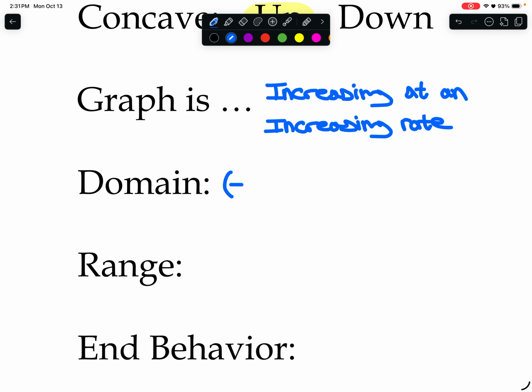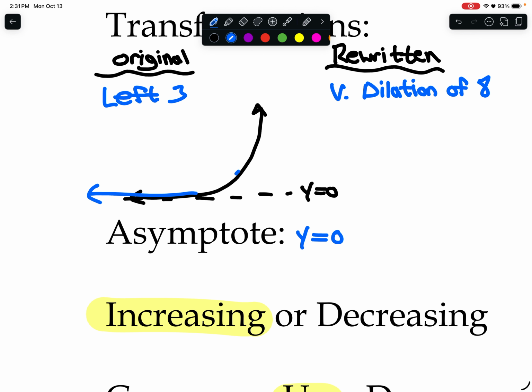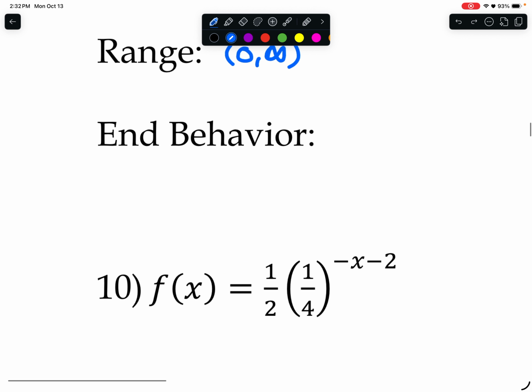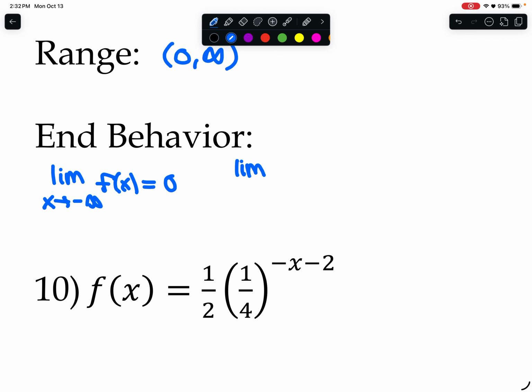And then for my end behavior, as you can see from a visual of my graph, as I go to the left, we're getting closer to the horizontal asymptote, and then as I go to the right, we're getting closer and closer to infinity. So for my end behavior, I'm going to say my limit as x is approaching negative infinity of f of x is going to equal the horizontal asymptote, which in this case is 0. And then my limit as x is approaching positive infinity of f of x is going to equal positive infinity.